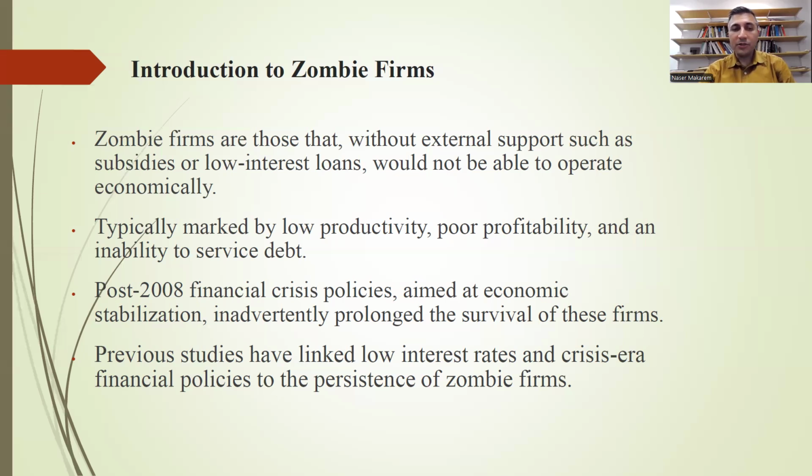After the financial crisis of 2008, there were some policies aimed at helping companies. But what happened was that it actually helped those unproductive firms to survive. The unintended impact of those supportive policies was that we saw higher numbers of zombie firms after the financial crisis. If you look at prior studies, you see that zombie firms are linked to lower interest rates, and as I mentioned, the supportive policies after the financial crisis have increased the number of zombie firms.